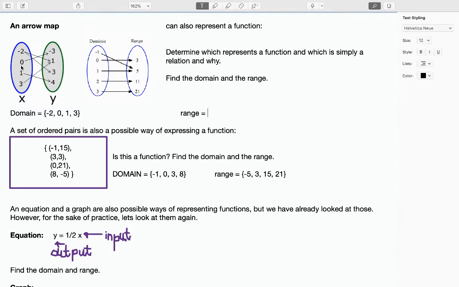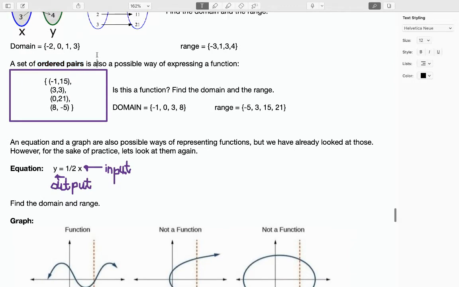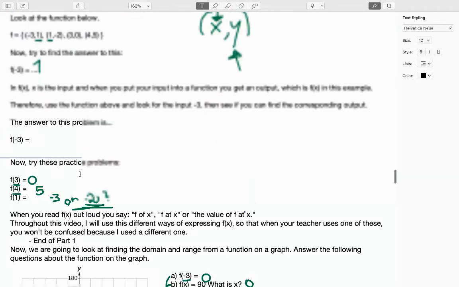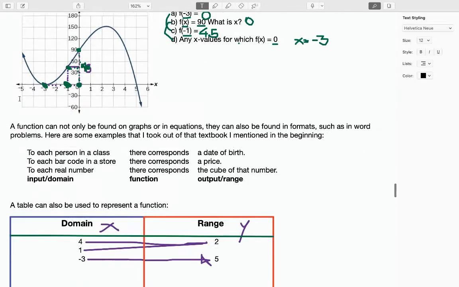So domain is all the input values on the left side, and range is all the output values, which is on the right side. To my convenience, they're all in ascending order. But if they're not, you still have to make sure that you put them in increasing order. Okay, a set of ordered pairs is also a possible way of expressing a function. I think we actually did one sometime. Yeah, like this, except it looks a bit different.